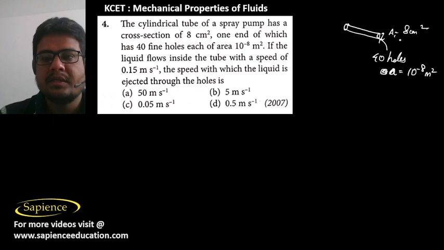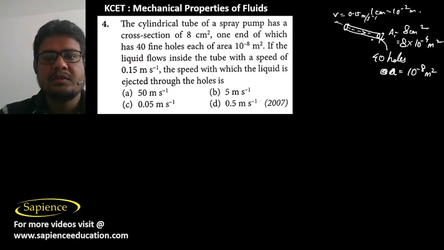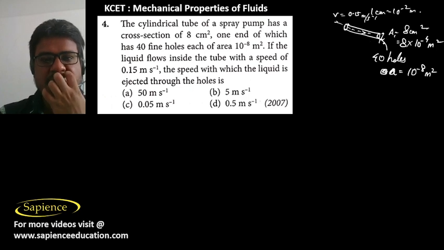Which is 10⁻⁸ m². And A1, 8 cm², I can write it as 8 × 10⁻⁴ m², since 1 cm is 10⁻² m, so 1 cm² is 10⁻⁴ m². So if the liquid flows inside the tube with a speed of 0.15 m/s, find the speed with which the liquid is ejected through the holes.